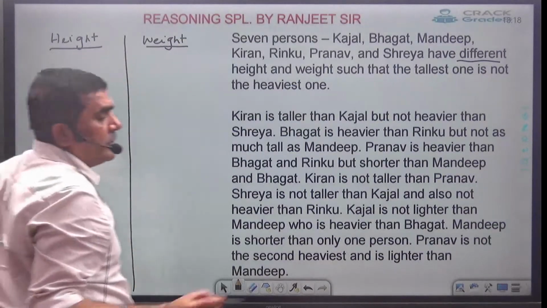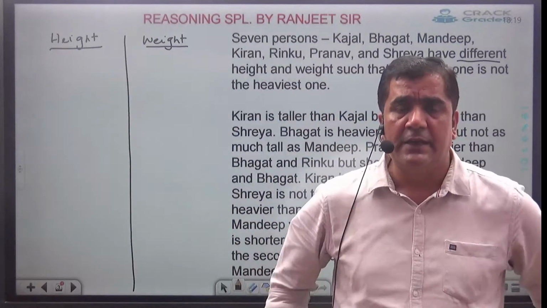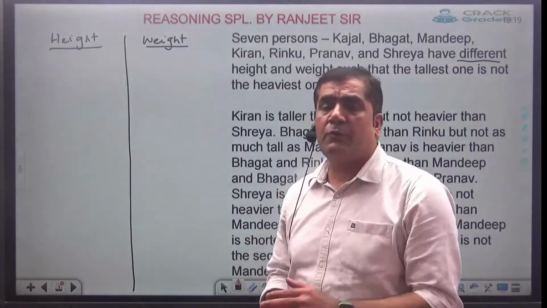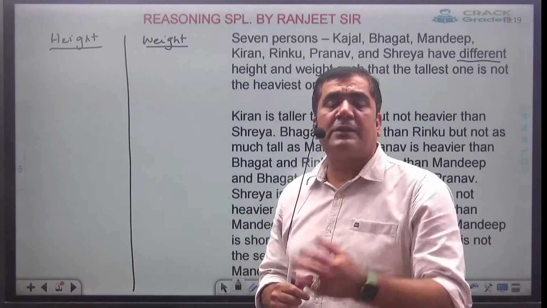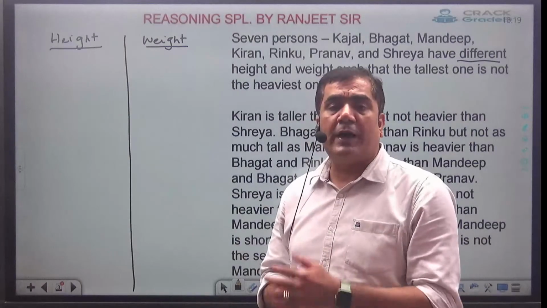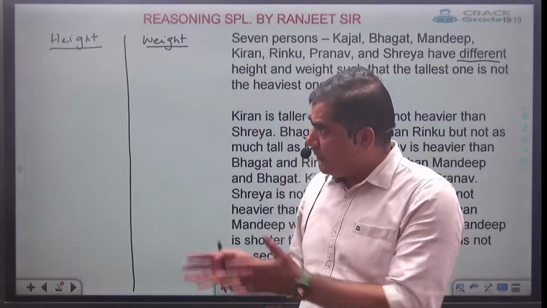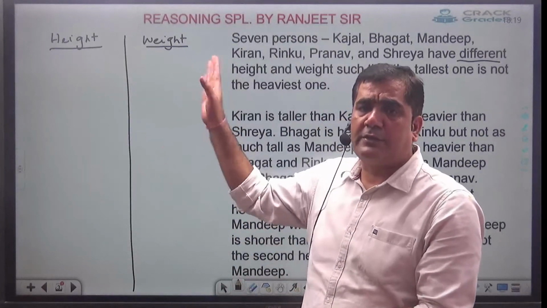Clear? Now the concept will remain the same as what we have discussed in the last class. In the last class we saw that whenever any problem based on comparison is going to come, our job is to arrange them vertically. We need to arrange them vertically, whether it is a type of height or a type of weight. In both cases, I need to arrange them vertically.